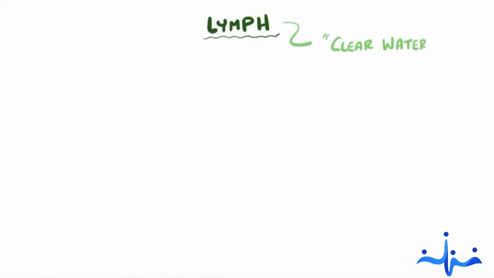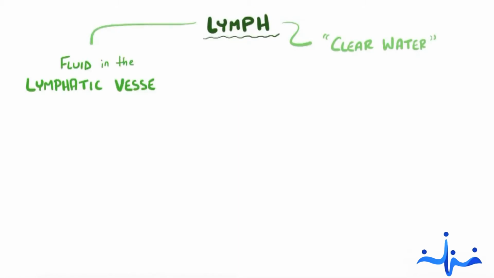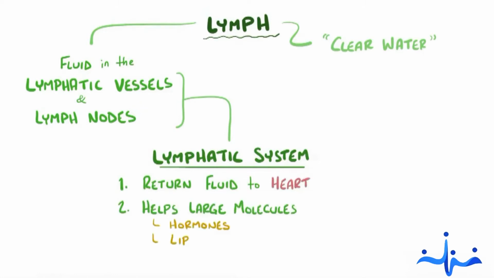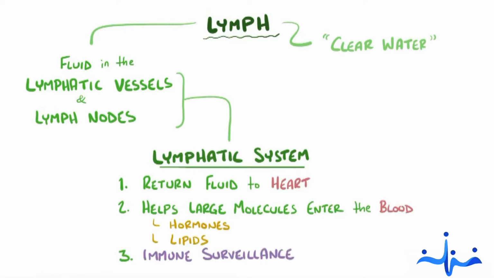means clear water in Latin, and it describes the fluid that flows through the lymphatic vessels and lymph nodes, which make up the lymphatic system. The three major roles of the lymphatic system, the reason we need it in the first place, are that it returns fluid from the tissues back to the heart, it helps large molecules like hormones and lipids enter the blood, and it helps with immune surveillance to keep infections from running amok.